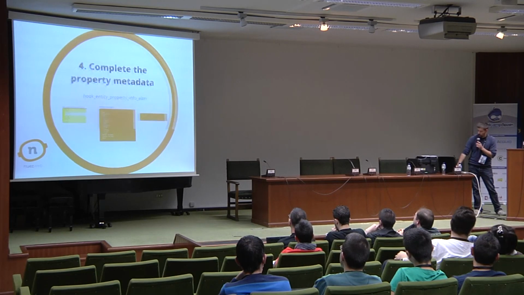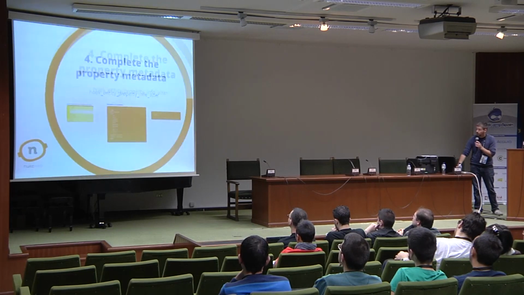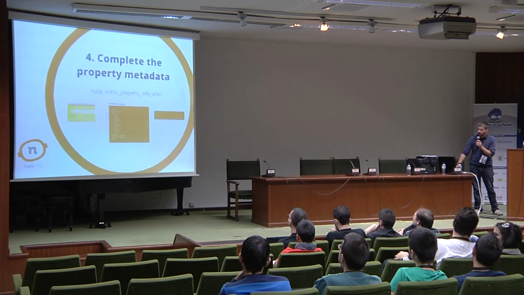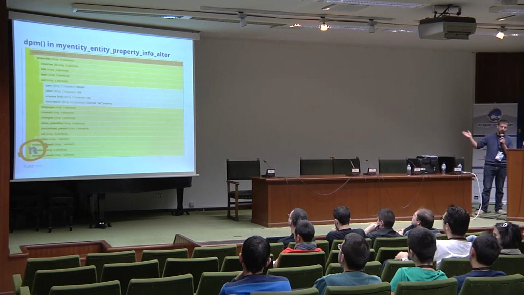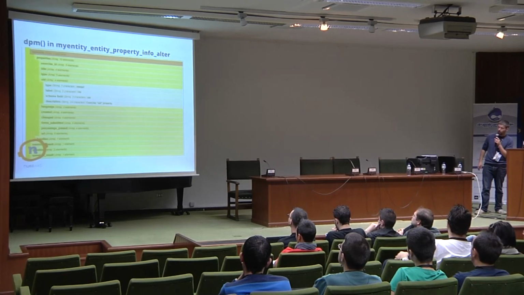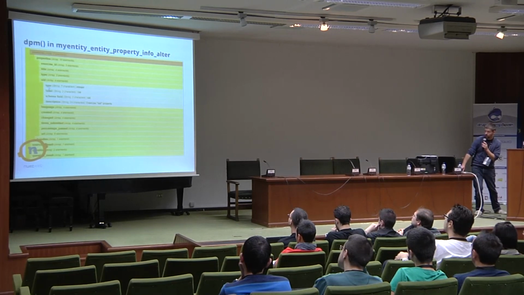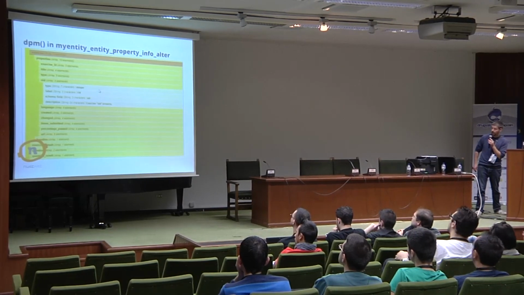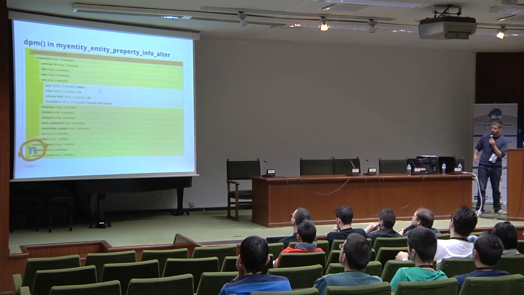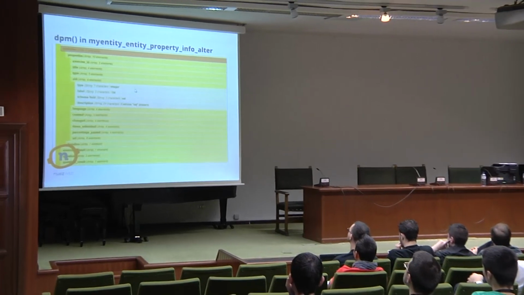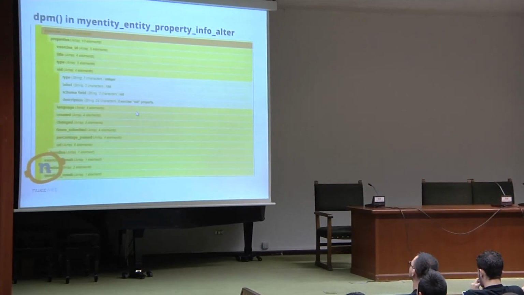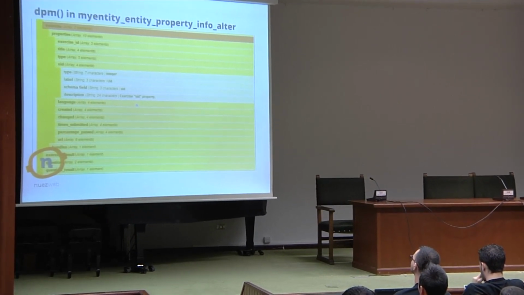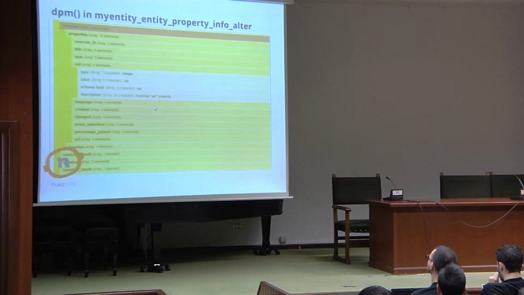So if you go back to hook entity property info alter, and you put a DPM for debugging, you want to know what kind of values are in the info array. You see that where it says user UID, it thinks the type is an integer. It thinks the label is UID, and it automatically gives it a description, exercise UID property. So we know, because we built an entity, that it's in fact the user and the author.